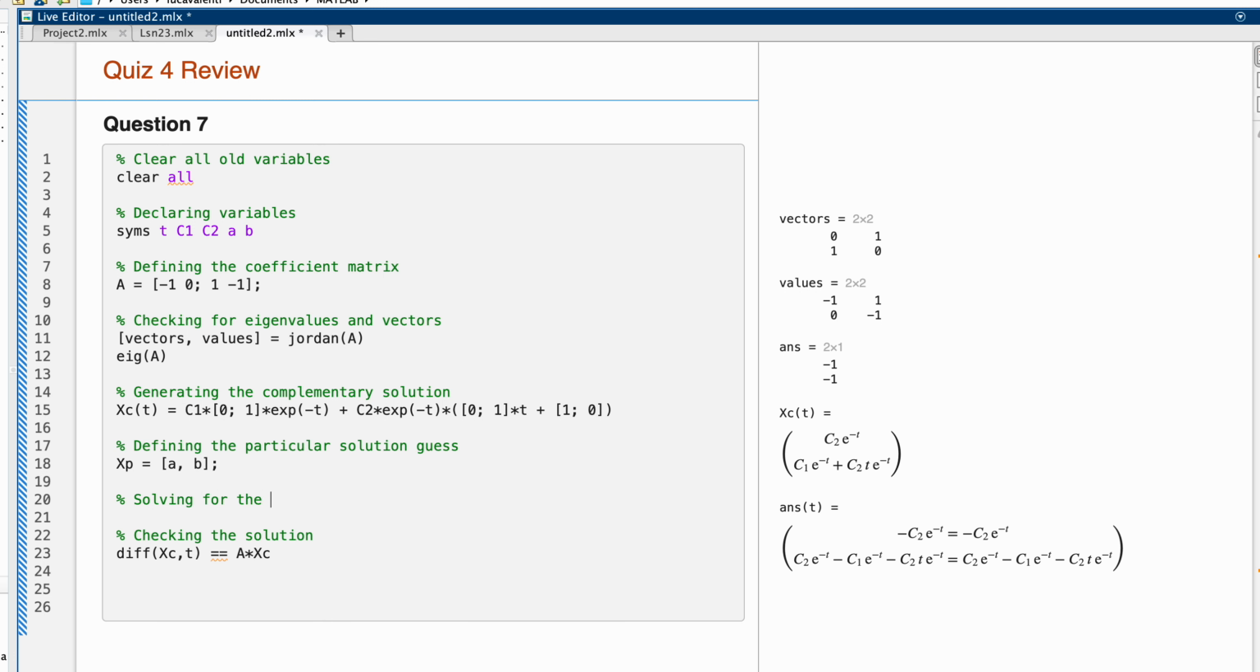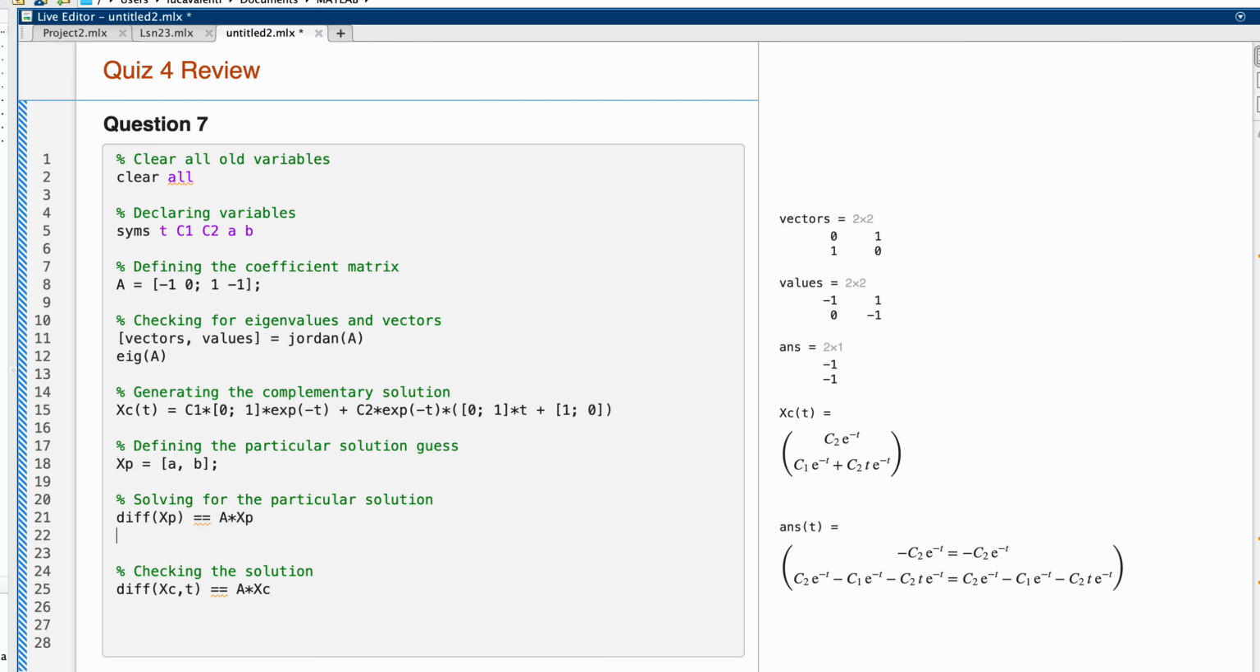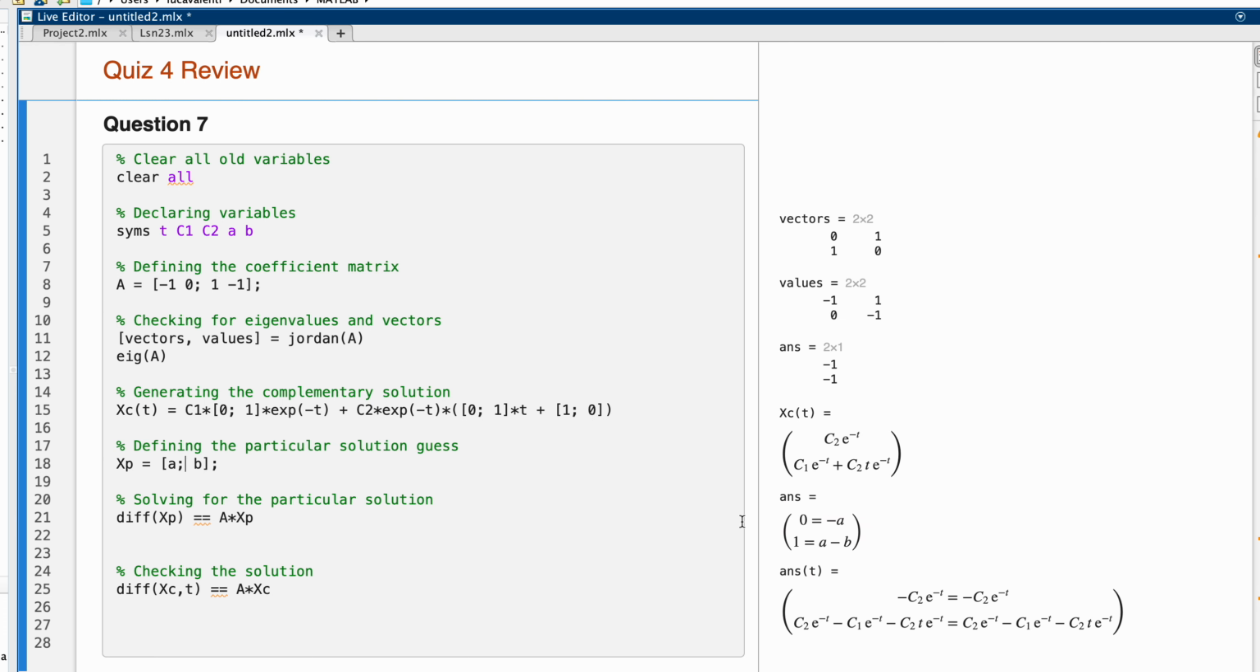And now I'm going to say solving for the particular solution. And I know this is easy, we did it by hand, but just in case something becomes a little bit more involved, you can just plug it in and say the derivative of that is going to be equal to a times xp. All right, and we want it to output because we'll pick out the system from this. Dimensions don't match because here I was supposed to put a semicolon and I put a comma. But now that we have this, it should work. So we get a is equal to 0 and a minus b is equal to 1.